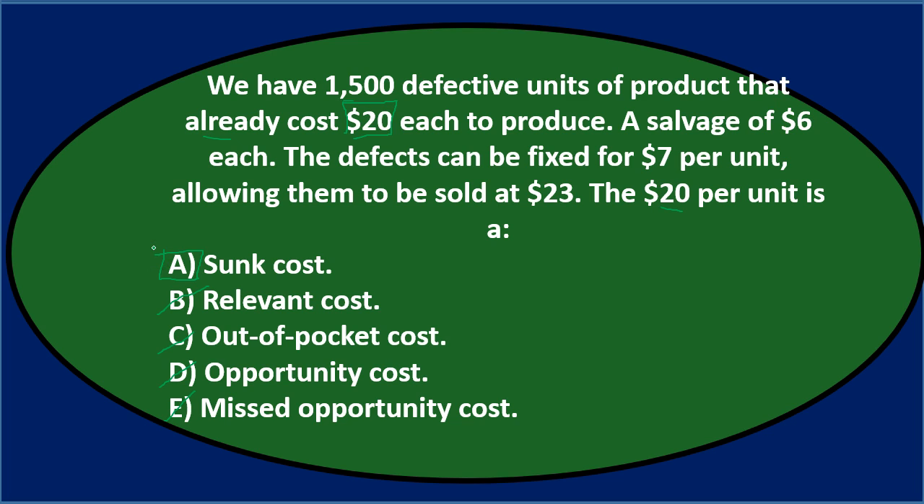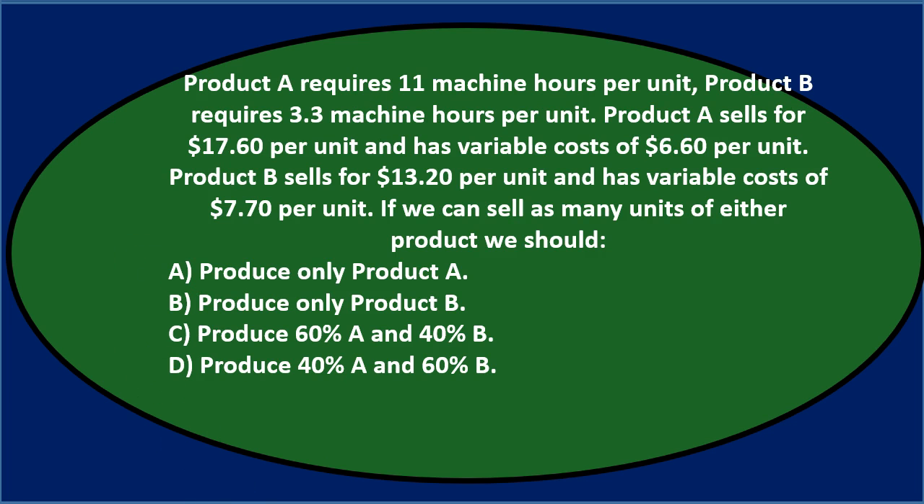Final answer, we have 1,500 defective units of product that already cost $20 each to produce. A salvage of $6 each. The defects can be fixed for $7 per unit, allowing them to be sold for $23. The $20 per unit is a sunk cost. Okay, next question.